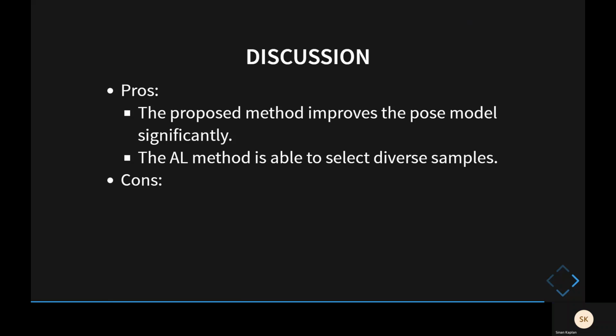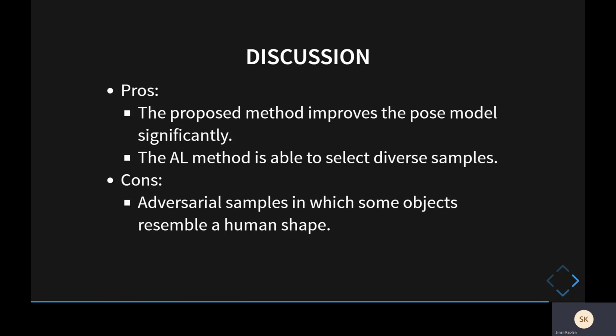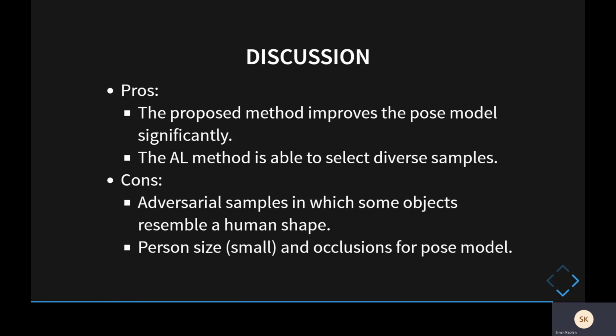However, there are a few limitations with this approach. The first one is adversarial samples. These are images in which certain objects resemble a human shape. And these samples are discarded at the uncertainty sampling stage since they are assumed to be detected correctly. And another failure case is with small person size and the occlusions for the pose model.